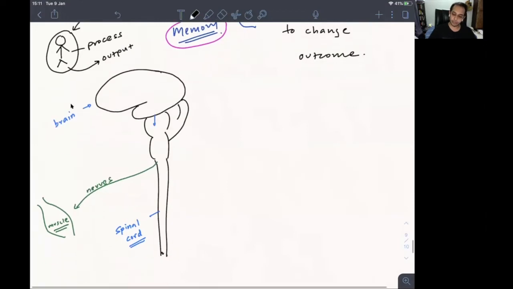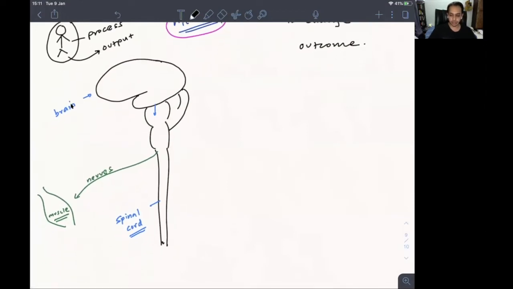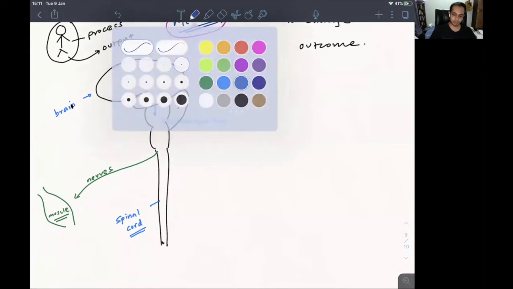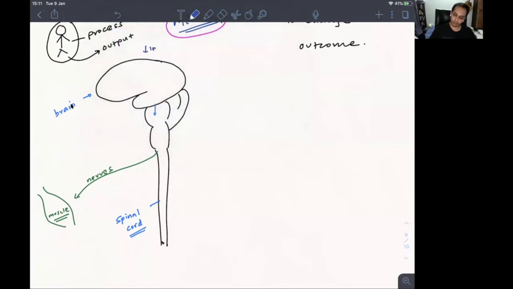So the whole purpose of the nervous system is exactly the same. There will be input, which will enter the brain through some way. The brain will process that input and it will tell the spinal cord. The spinal cord will tell the nerves, and the nerves will tell the muscle, and ultimately the muscle will perform some form of action, which is the output.